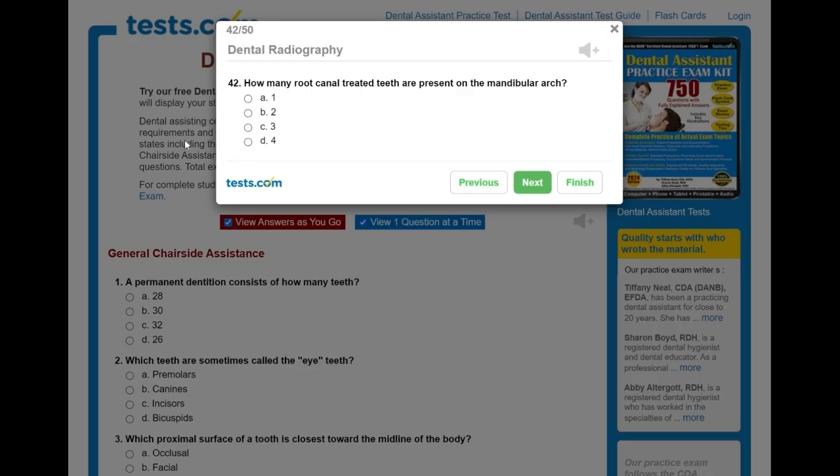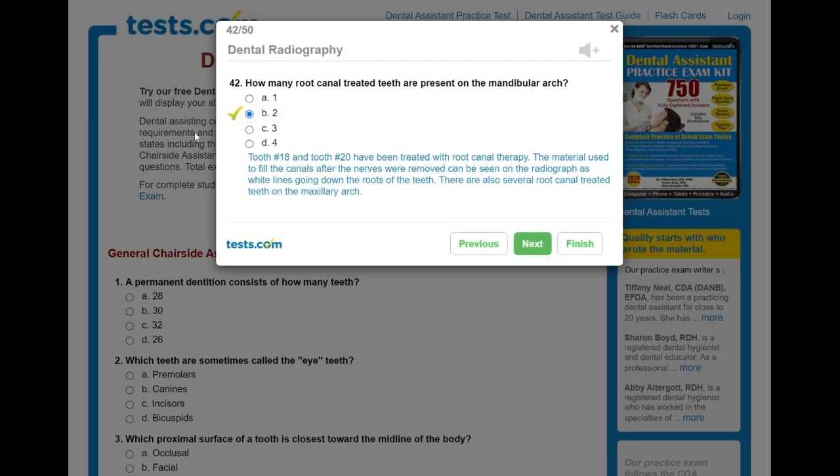Question 42. How many root canal treated teeth are present on the mandibular arch? A. 1. B. 2. C. 3. D. 4.